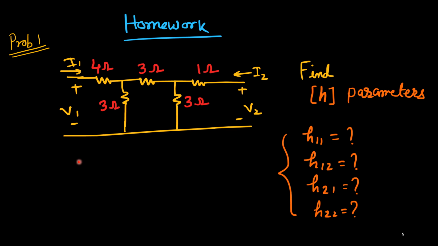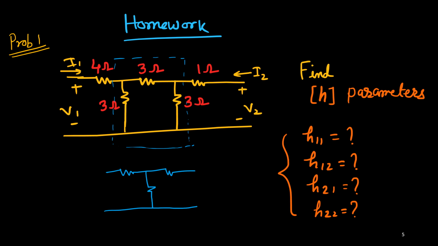I think you have gone through my previous lectures on star to delta, delta to star conversion. Why not? You'll use that concept. So here, can you modify this pi network, can you replace it by a T network like this? This means it's a delta to star, pi to T network conversion. I think that you can do.